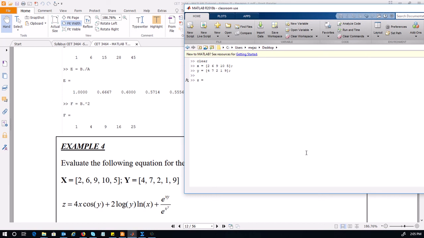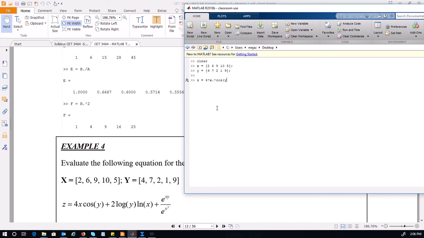So 4x cosine of y, 4 times x. Now, when you multiply a vector by a constant value or a scalar value, what we call, you don't have to put a period before the multiplication sign. But now when I do x times cosine of y, since y is a vector, cosine of y will be a vector as well. That is, it will evaluate the cosine for each value of y, 4, 7, 2, 1, and 9, and create a vector. Now, when you multiply these two, you have to put a period before the multiplication sign.